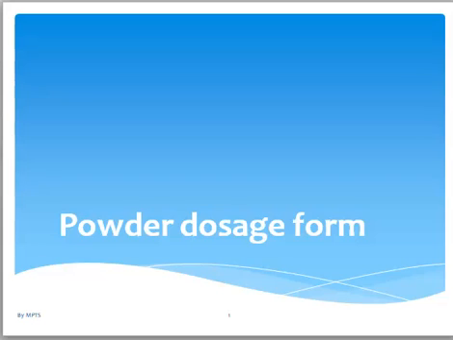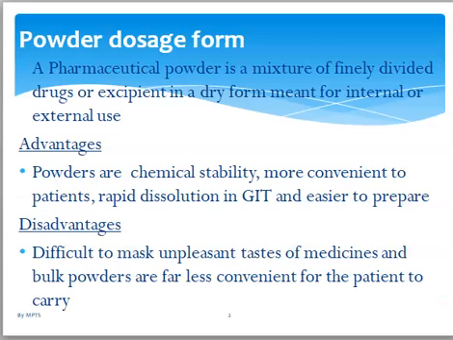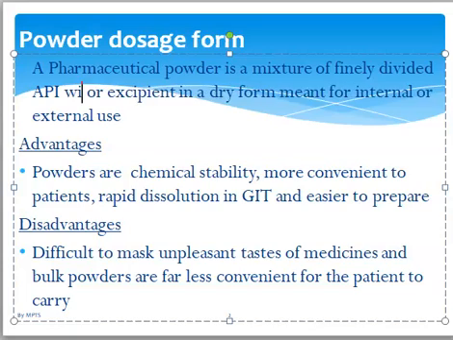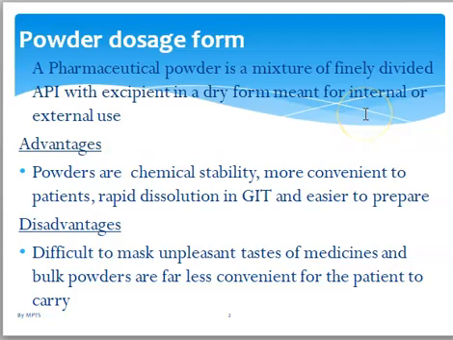So today we shall be discussing powder dosage form. Remember, in tablets it is compressed, but here there are some drugs which appear strictly as powder dosage. They appear in powder form. Of course, a pharmaceutical powder is a mixture of finely divided API with excipients. API, of course, with what? With excipients. Of course, they're in dry form. In dry form, they're either used for internal or external use.